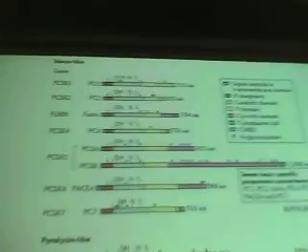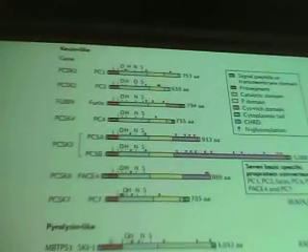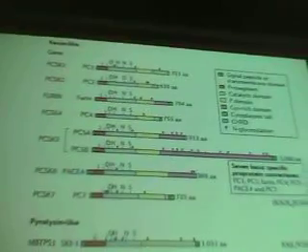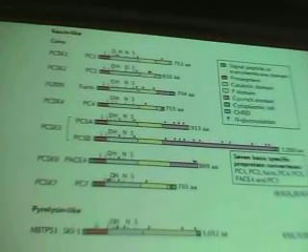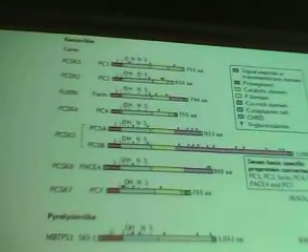And help is done by this red domain. This is called an intramolecular chaperone. It chaperones the protein to adopt the right conformation. Once it adopts the right conformation, the quality control system says, okay, I'll let you go. You go. Take it out.